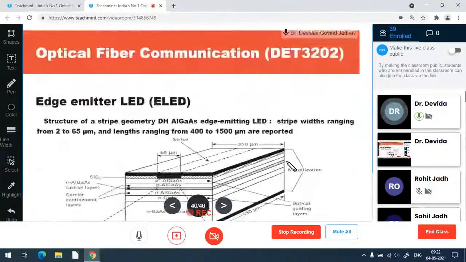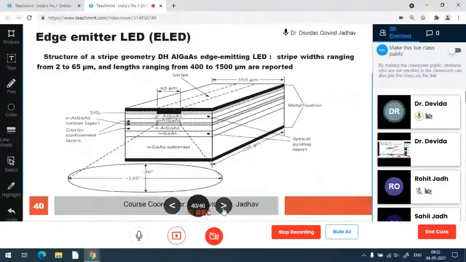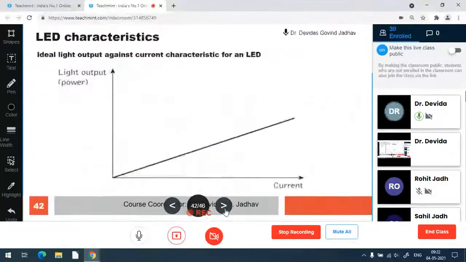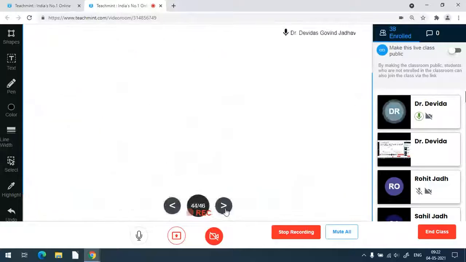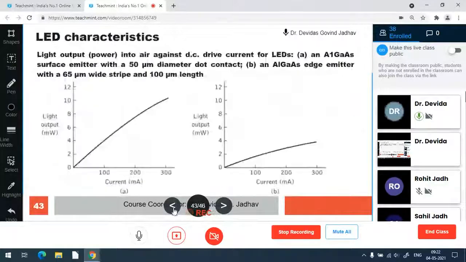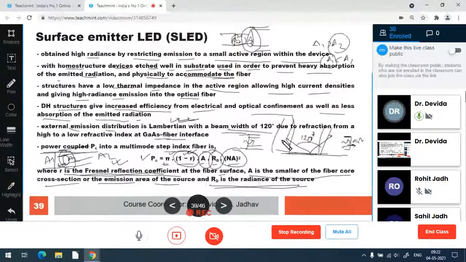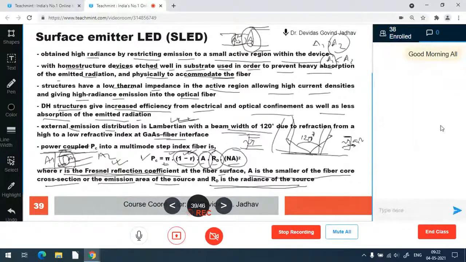Then there is the edge emitting LED. I think 4 or 5 slides are there on LED characteristics. Should we stop here, or shall I continue these 4 or 5 slides so that tomorrow we can have the numerical solving? Should I continue, or tomorrow we will have this discussion of edge emitting LED and problem solving?